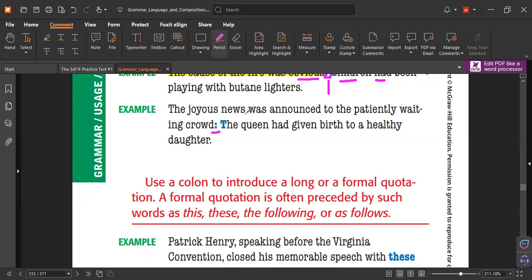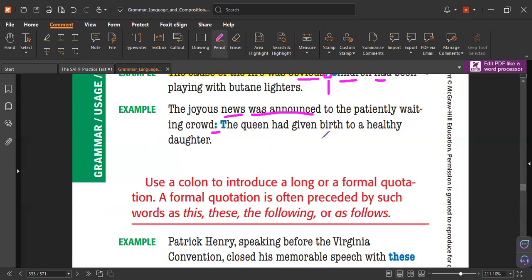The joyous news was announced to the patiently waiting crowd: the queen had given birth to a healthy daughter. So is it complete? What was the news exactly? I can have a complete sentence, no problem, but to illustrate.